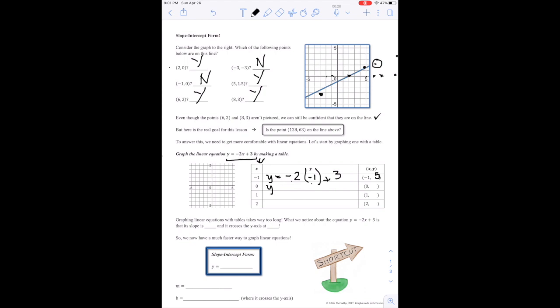Number 2, y equals -2 times 0 plus 3. 0 times anything is going to be 0, so that leaves my y as 3. The third one, y equals -2 times 1 plus 3. -2 times 1 is -2. -2 plus 3 gives me a +1. And last, y equals -2 times 2 plus 3, which gives me -4 plus 3, which is -1.